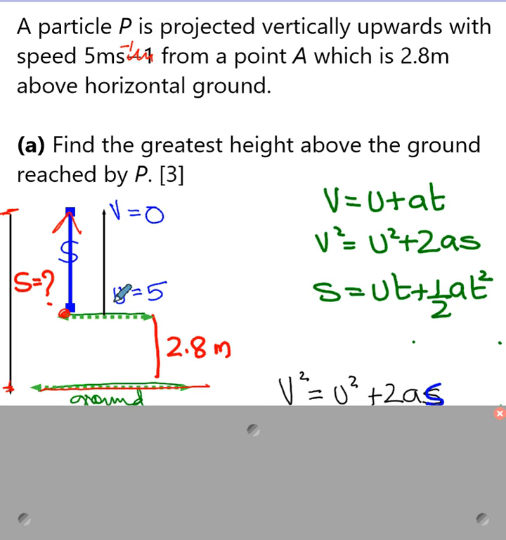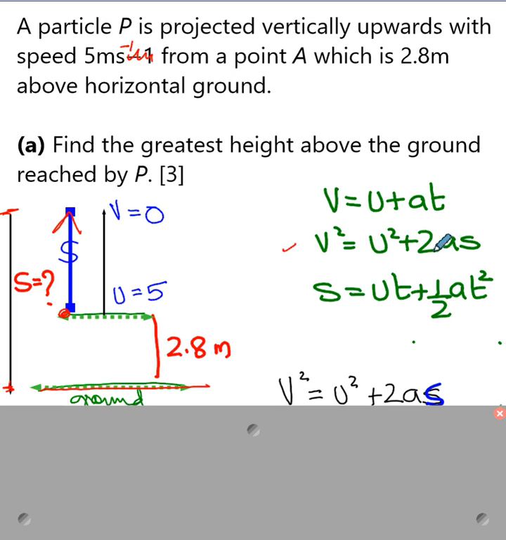Acceleration, because it will be free fall once it is thrown upward in the air. So a will be -10. It's not mentioned in the question, but it is hidden information you can say, or known information. So t I don't know, so I will make use of this equation: v² = u² + 2as. So v is 0, u is 5, a is -10, right?